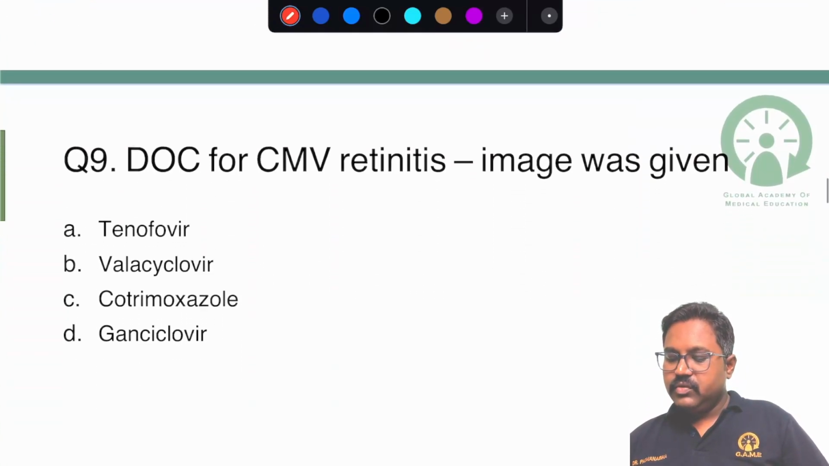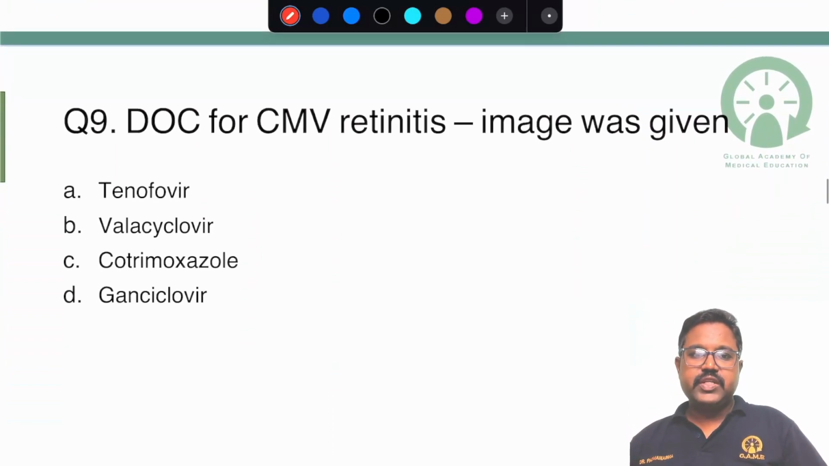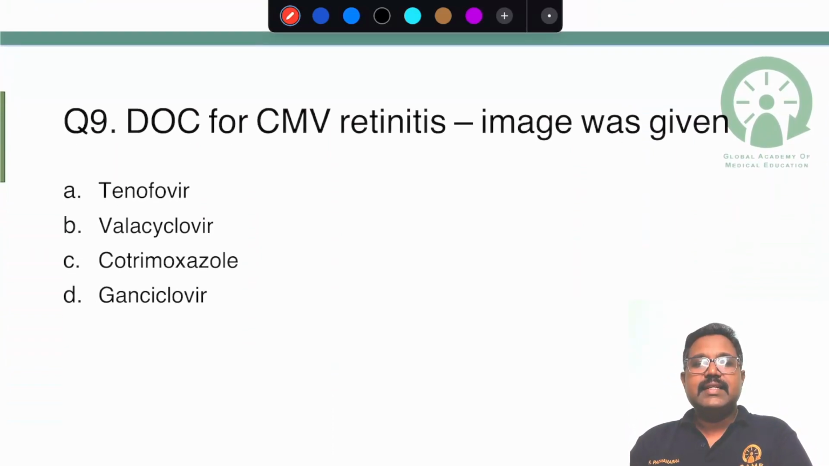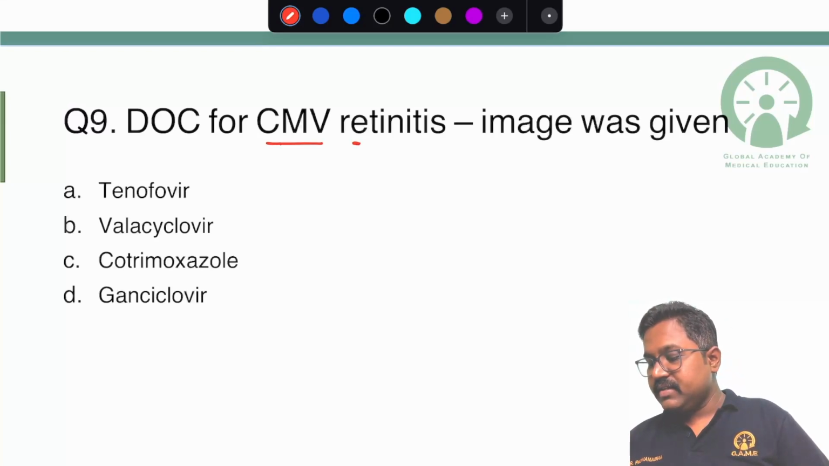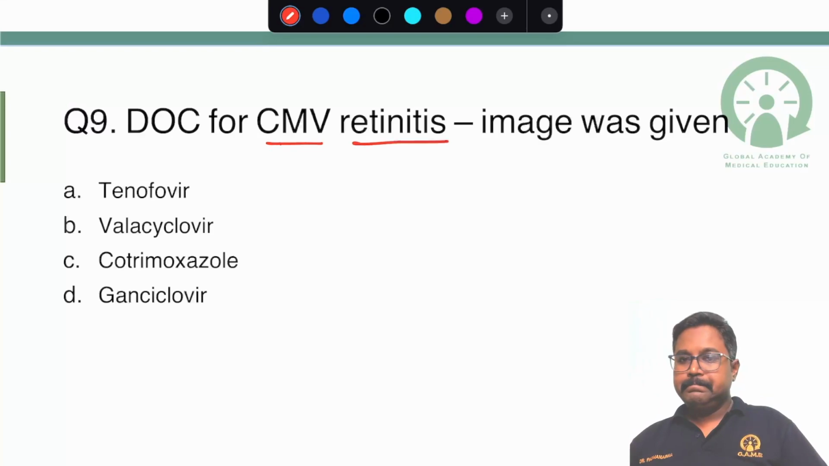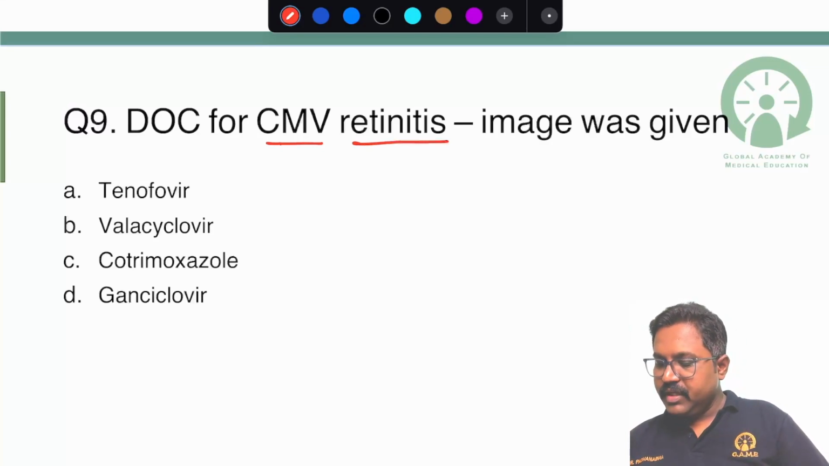Next, coming on to the question number 9. What is the drug of choice for cytomegalovirus retinitis, CMV? There was an image which was shown in the exam. So please remember, drug of choice for CMV retinitis will be your ganciclovir. Then in case of resistance cases, you can go with the fomivirsen.